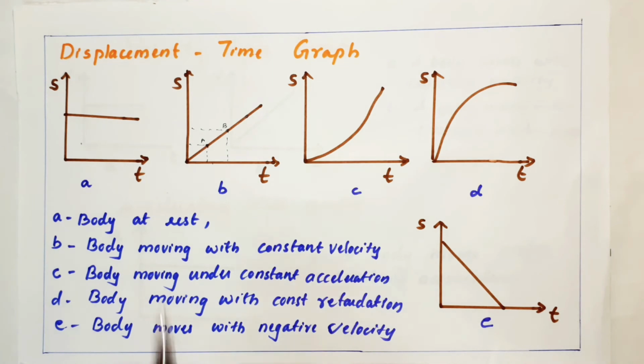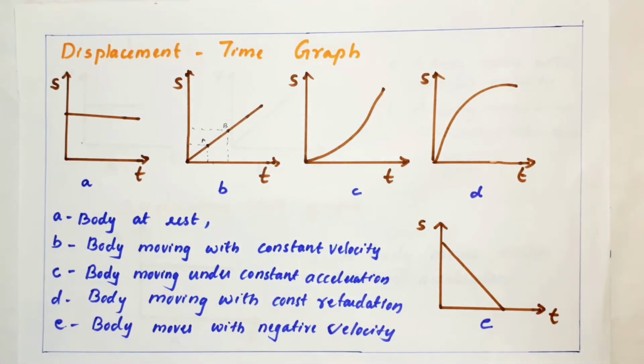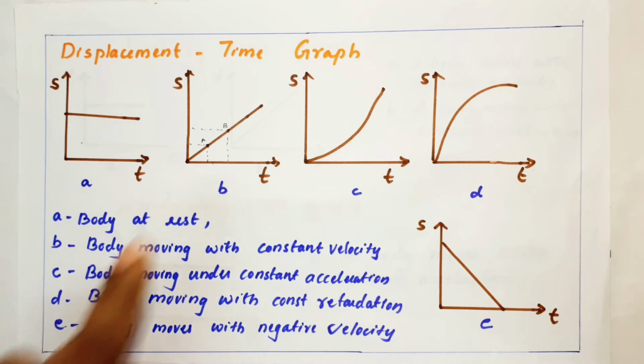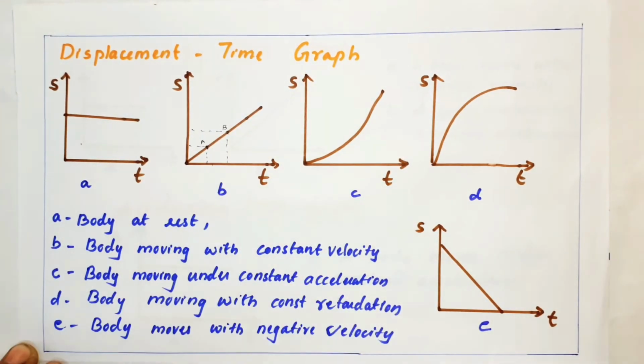So you see in S and T, there is no velocity term. But I am telling you it's a constant velocity because if you take the slope, it means y-axis by x-axis, that means displacement by time. What is displacement by time? Velocity. So I understood that in this case the body moves with constant velocity.